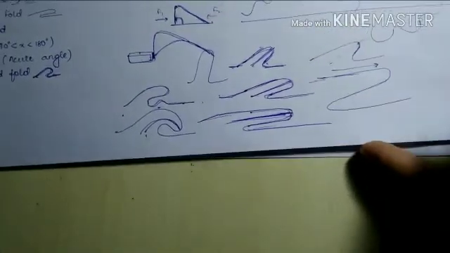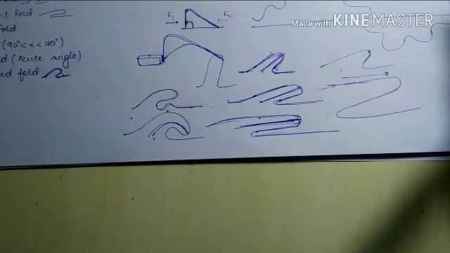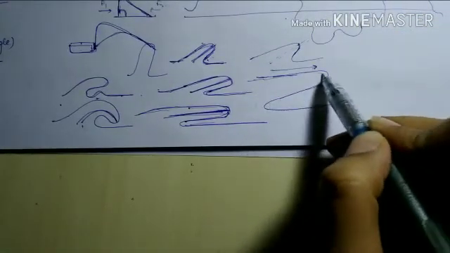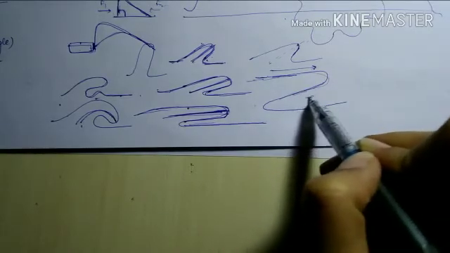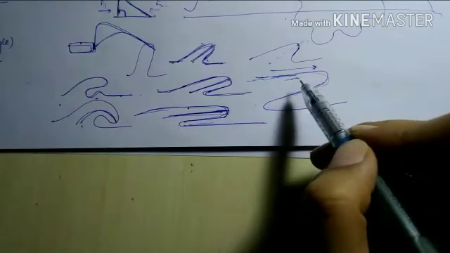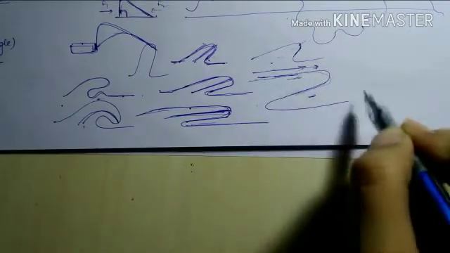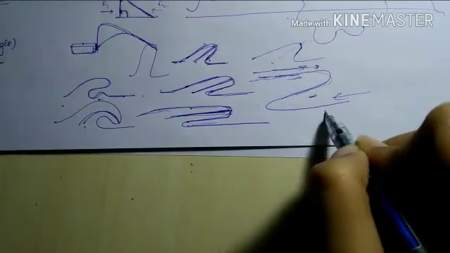In simple definition, overturned folds are those folds in which one limb of the fold is thrust upon the other due to intense compressional forces. These compressional forces are very intense.